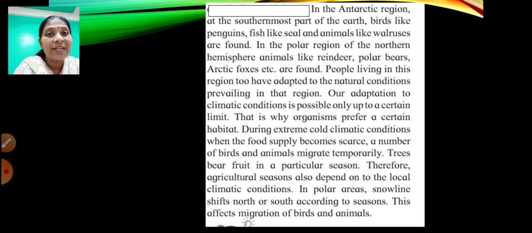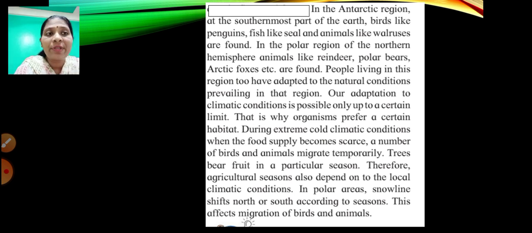So you find polar bears, which we all know, they look so cute. Yes, we find polar bears in the North Pole, and penguins we find them in the South Pole. And people living in these regions also, whether it be North Pole or the South Pole, they too have adapted to the natural conditions prevailing in those regions. In staying there over a long period of time, they have been used to the climatic conditions over there.